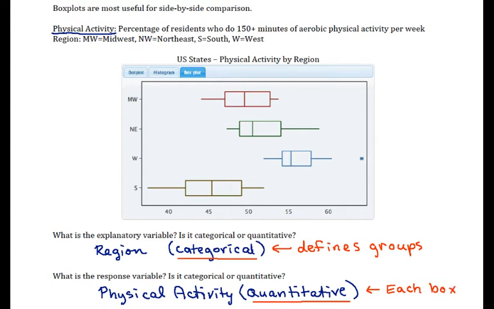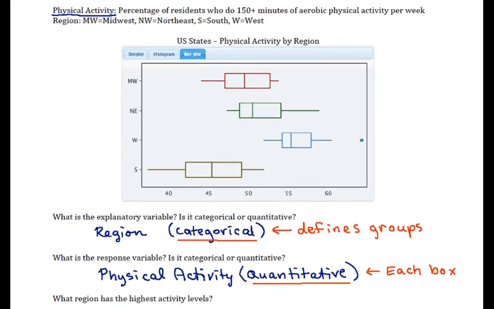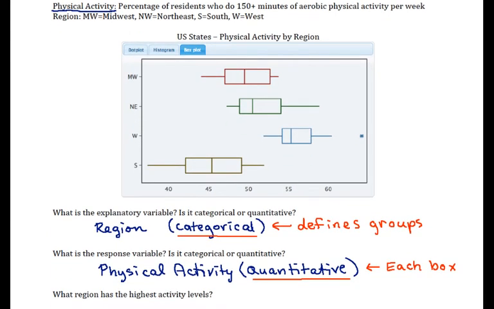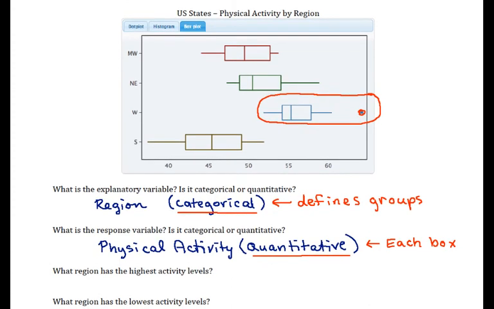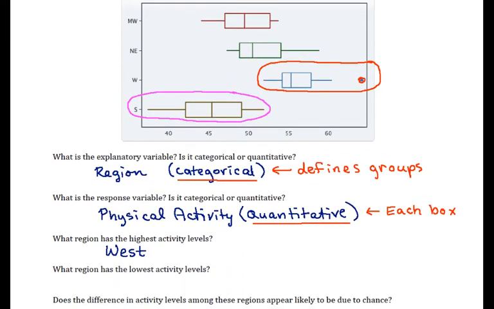Now we can see the highest activity levels, on average, seem to be in the West. We have a high outlier, and also the whole distribution seems to sit to the right of the other distributions. So highest activity levels are seen in the West. Lowest activity levels, well, that would be in the South. That's us here in Texas.